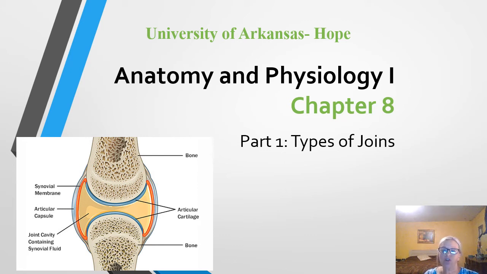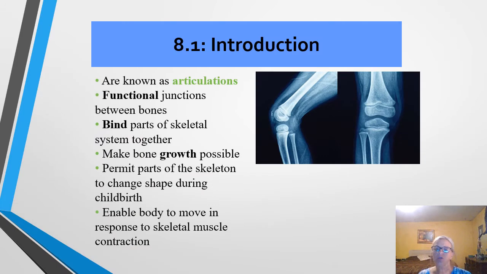So this should be a shorter chapter here, chapter 8, types of joints. I think there's going to be 2 lectures for these. Not a real difficult one, but you do need to know the differences between these types of joints and the important aspects of those. So I've already used the word quite a bit, articulation, and that basically just means a joint. It is a functional connection between bones.